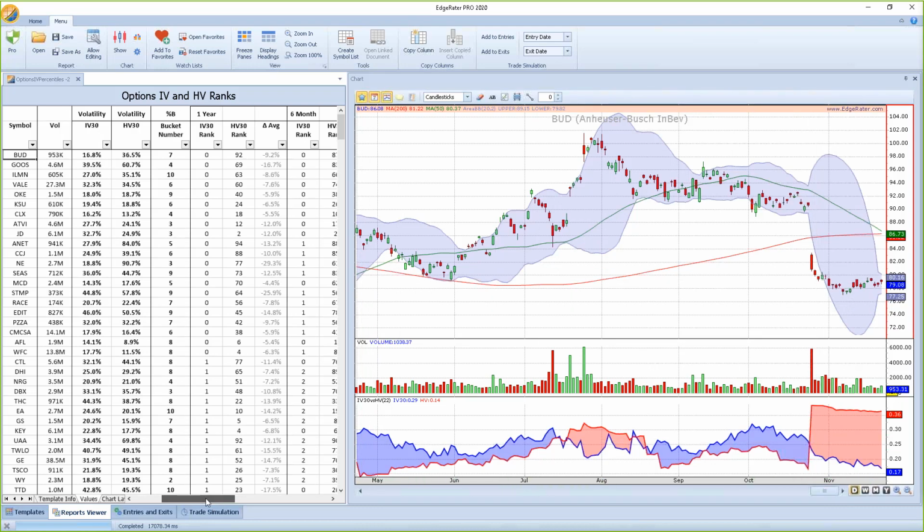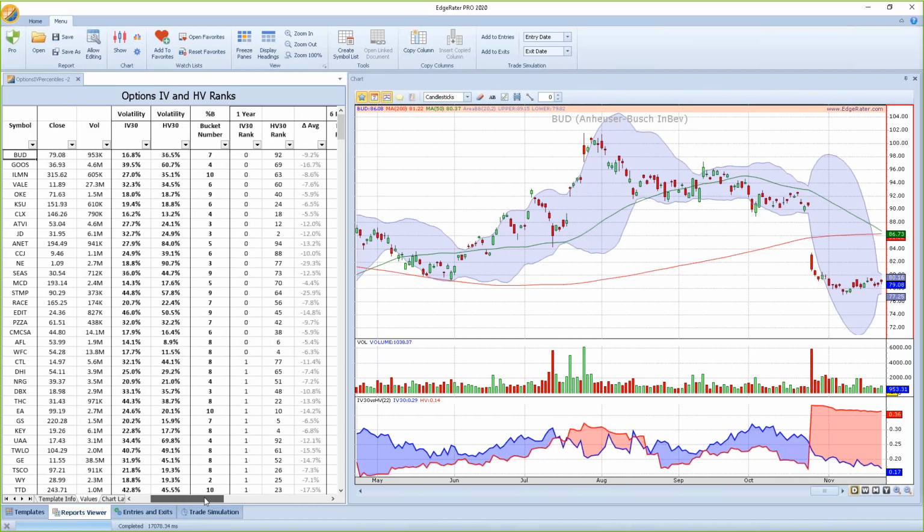So let's just first go into this template. This report from the options implied volatility template will rank the implied volatility, and this only deals with the IV30 because at the time this template was created, the IV30 was the only implied volatility in the system. But now there are 11 other implied volatilities as well, ranging from a 3-day period up to a 720-day period.